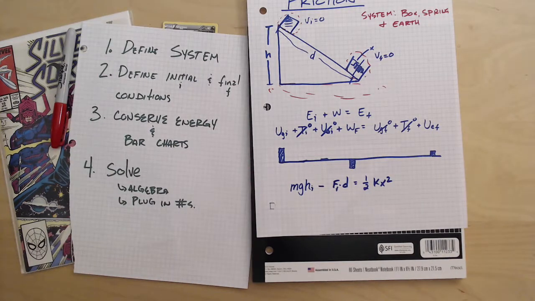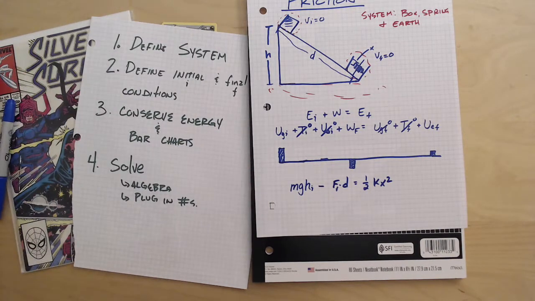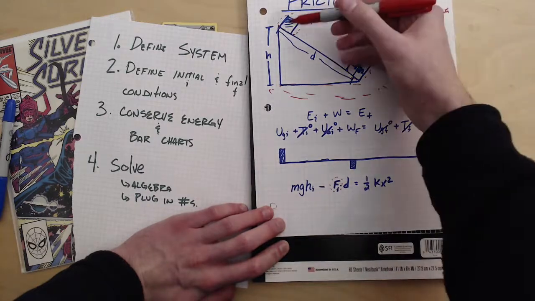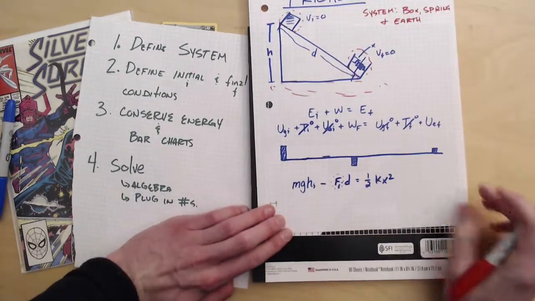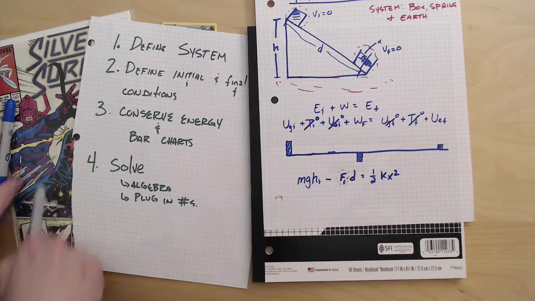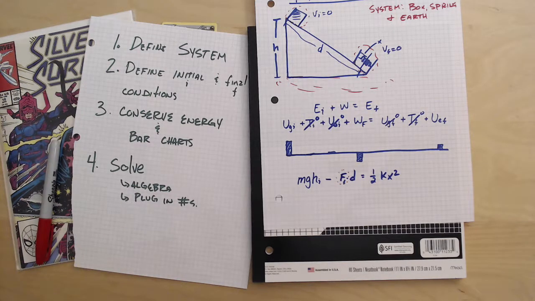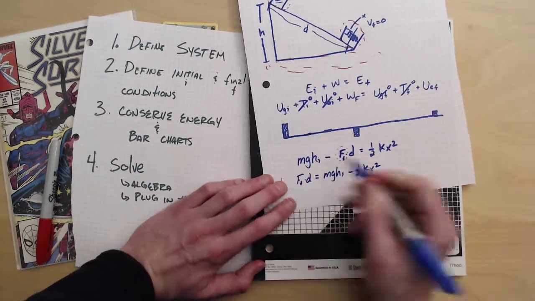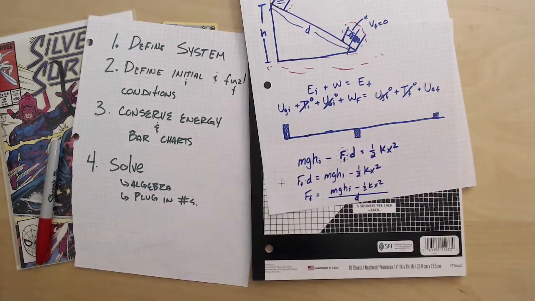And now let's say, I don't know, you choose. What do we want to solve for? Let's say we're trying to find the force of friction that acts on our system as the box slides down the ramp. So if we solve this equation for friction, we have to do a little algebra here. And there you have it. There's an equation for the force of friction.